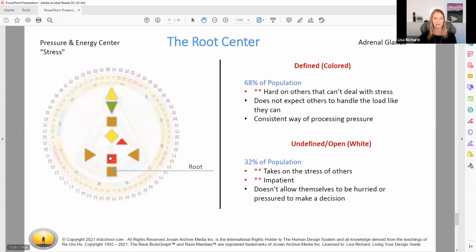Now we're going down to the very last of the 9 centers. I know this is a lot of information. This is why you get a recording. You get the opportunity to just kind of absorb at your own pace. But the last one in the body graph is the root center. Now this is another pressure center, and it's in the form of stress. So if you remember that the head is a pressure center and the root is a pressure center, literally your body is in this pressure cooker.